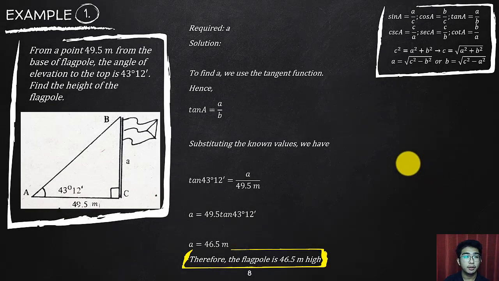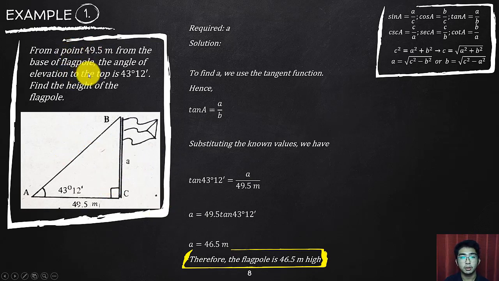So here is our first problem for the applications of right triangles. From a point 49.5 meters from the base of a flagpole, the angle of elevation to the top is 43 degrees 12 minutes. Find the height of the flagpole. As with any worded problems in any subject, it's always best if you can draw the figure so that you can visualize what is being described.